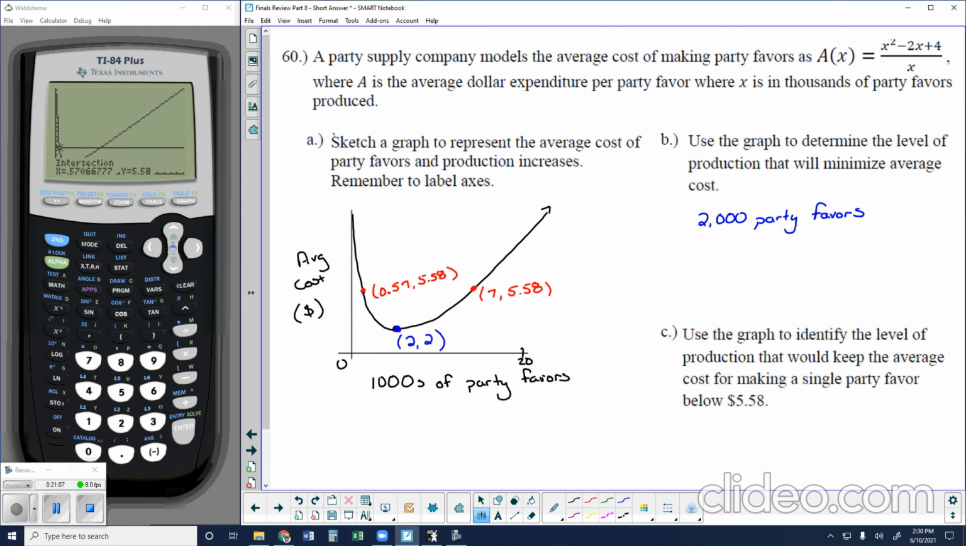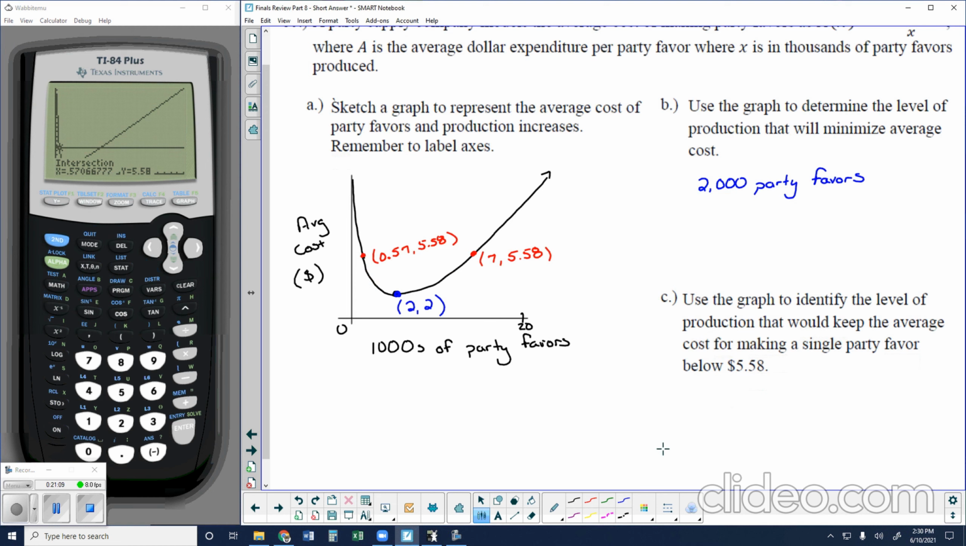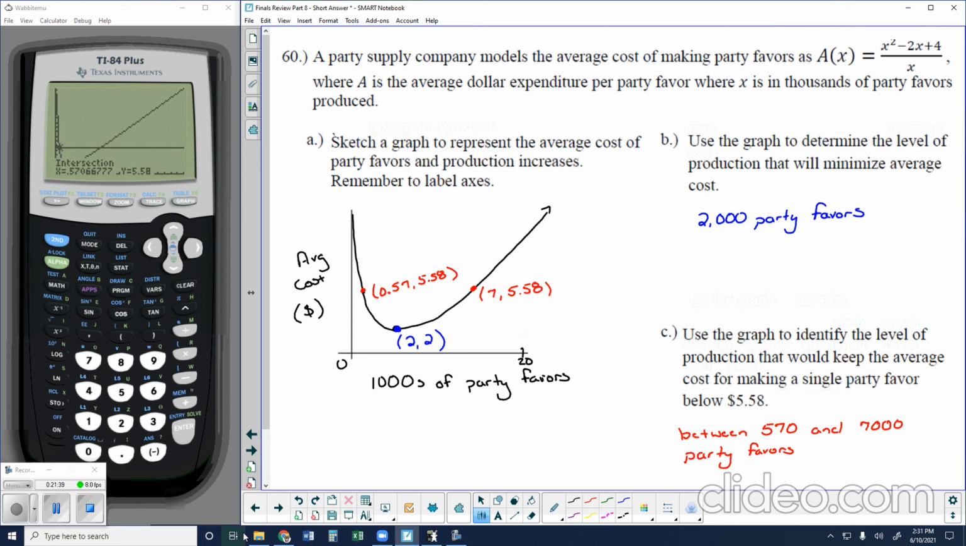Remember, the X value is in thousands. So it says to use the graph to identify the level of production that would keep the average cost below $5.58. So we would want to be between 570, so 0.57 times 1,000 would be 570, and 7,000 party favors. So this word problem can be done entirely on the graph. Let's take a look at another example.